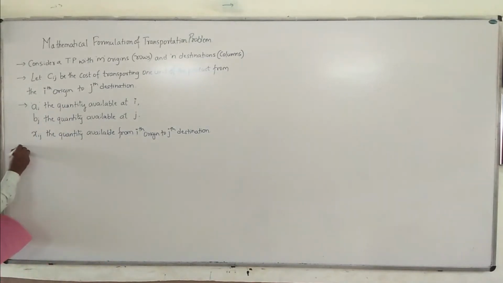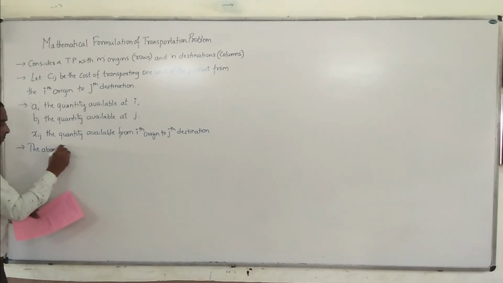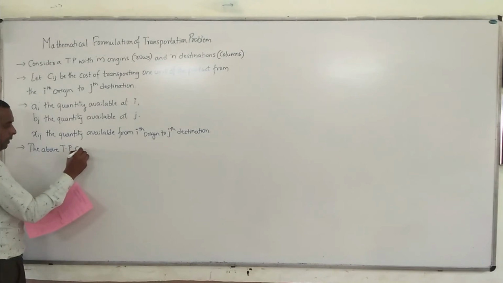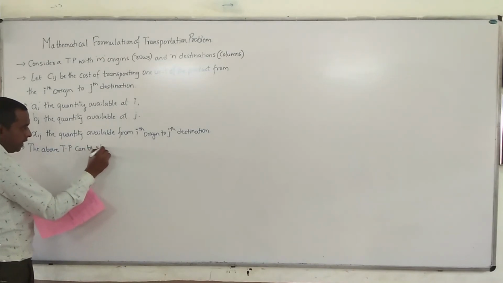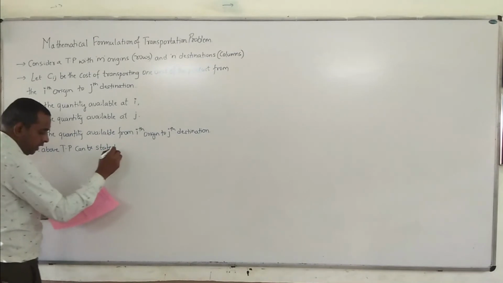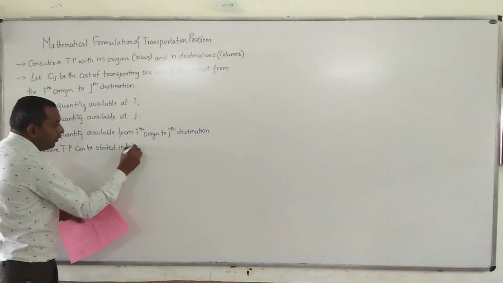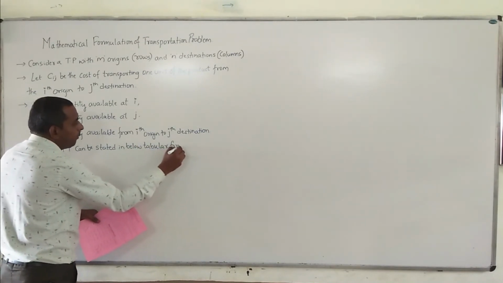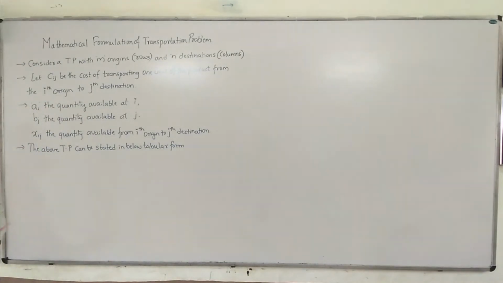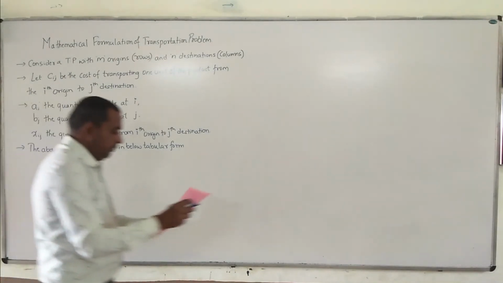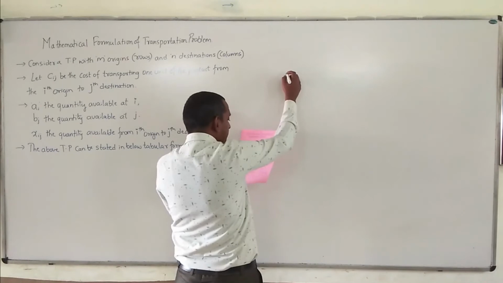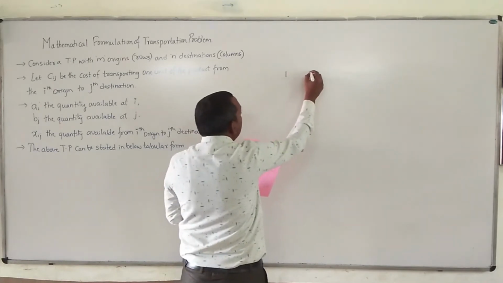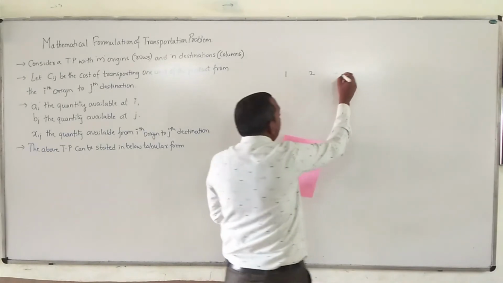So the above TP can be stated in the below tabular form. Right? Below tabular form. So you understand. So this is the table. Let me draw the table here.